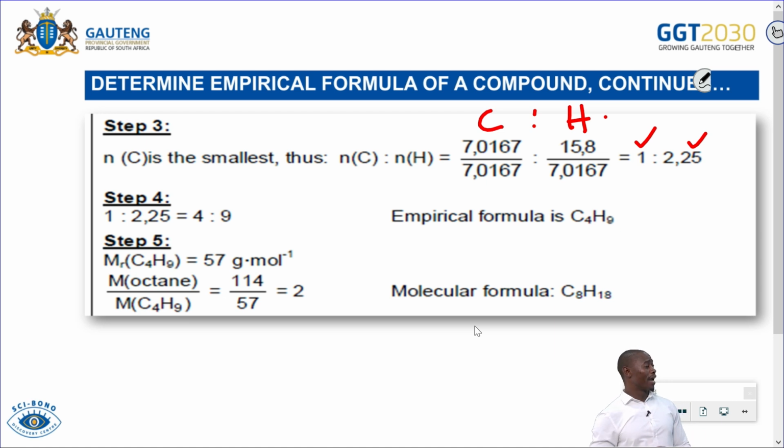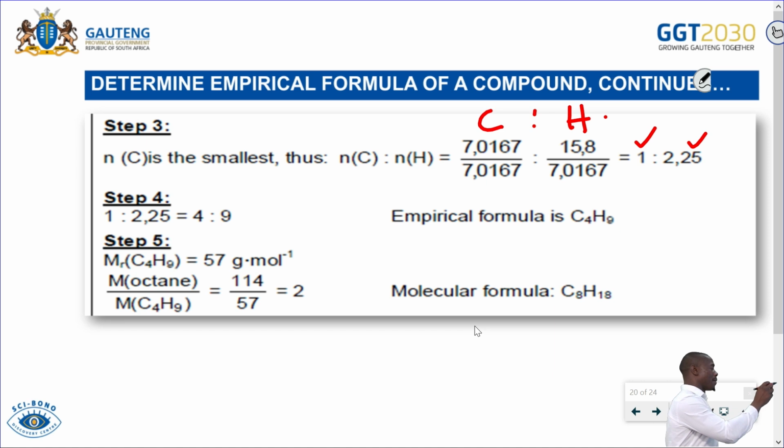Then we have to find the empirical formula, right? So how do we find the empirical formula? Step number 4, this is the empirical formula. So the ratio is 1 is to 2.25, right? Which is equal to 4 is to 9. Where is that 4 is to 9 coming from?